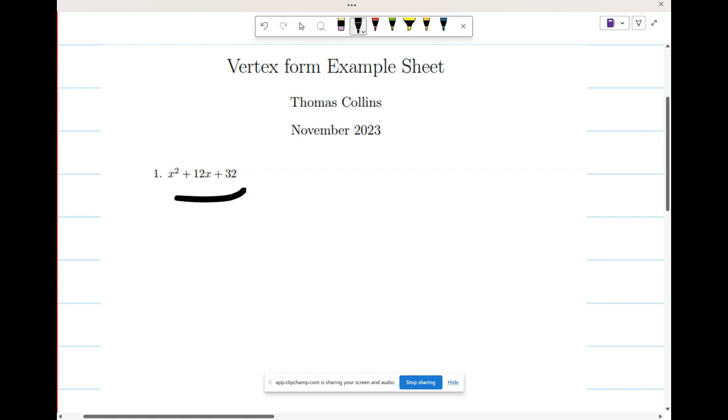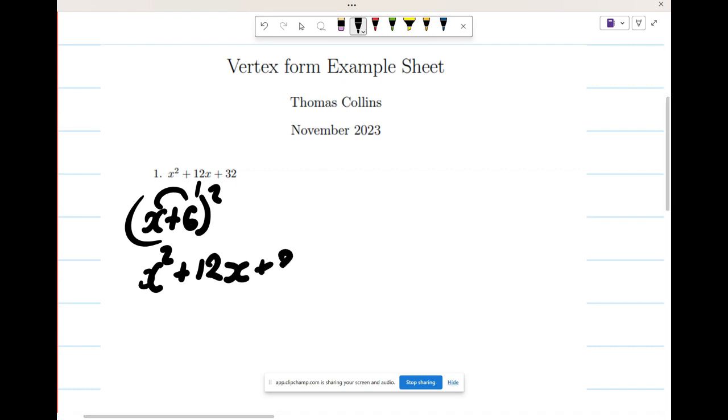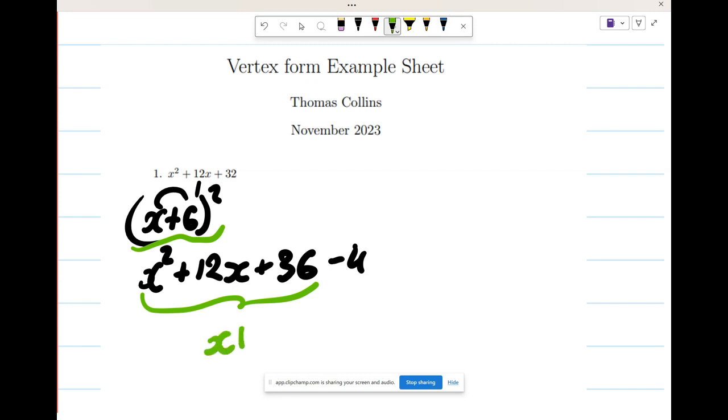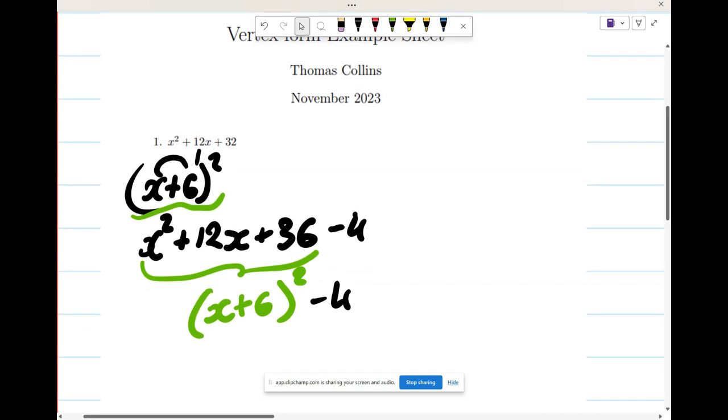So how we're going to turn this into vertex form, we're going to take this middle term here, and we're going to divide by 2, so that's going to be 6. Then we're going to put an x in front of it and square it, so we're going to get x squared plus 2 times them multiplied together, so that's 12x, plus 6 squared is 36. And then how are we going to get from 36 to 32? We're going to minus 4, and we know that this here is just this. So we can do (x plus 6) squared, and then keep our minus 4. And that's the whole thing done.